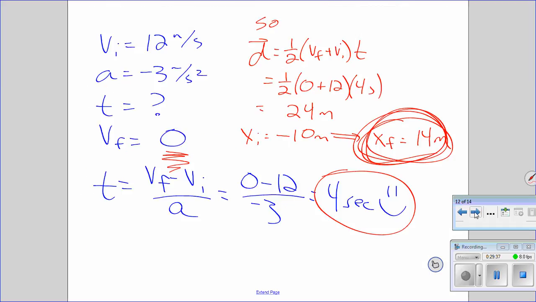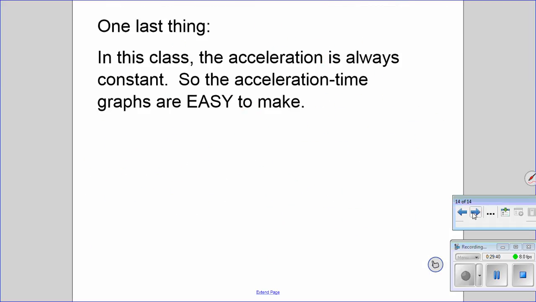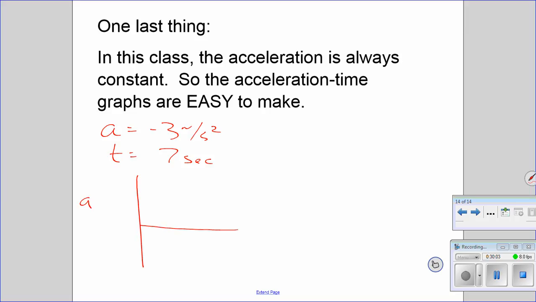All right, so finally, the acceleration time graphs. The acceleration time graphs are going to be easy, because in every problem we did, the acceleration is constant. So in that last problem, what was the acceleration? Negative 3 meters per second squared for 7 seconds. So here's your acceleration time graph, which you do have to draw on the homework. Acceleration is measured in meters per second squared, time in seconds. I need 7 seconds: 1, 2, 3, 4, 5, 6, 7. And my acceleration is negative 3: 1, 2, 3.